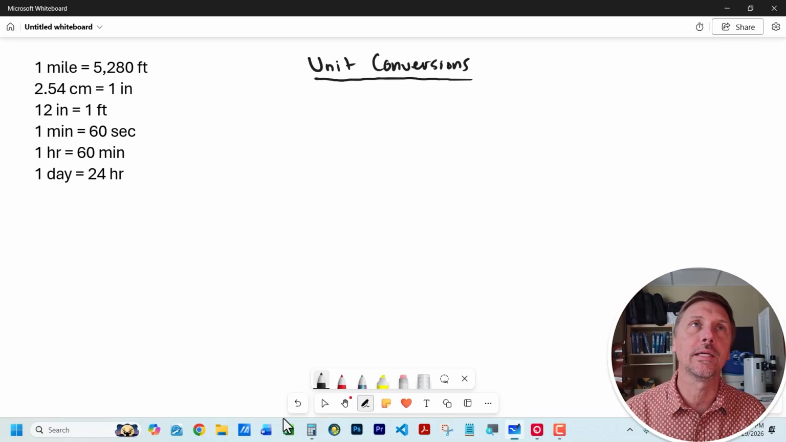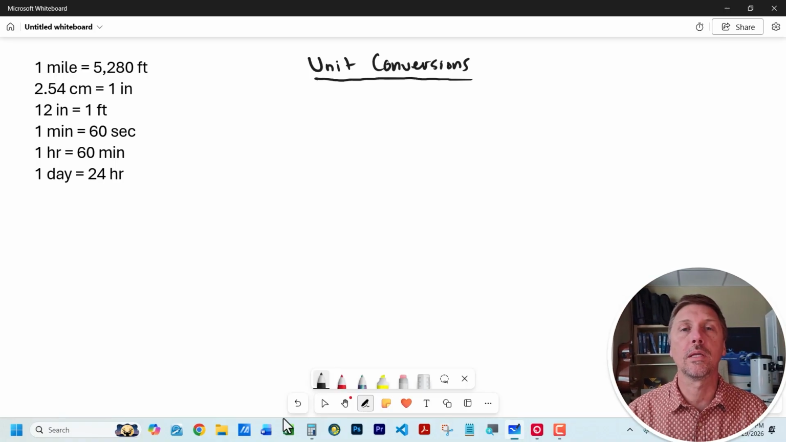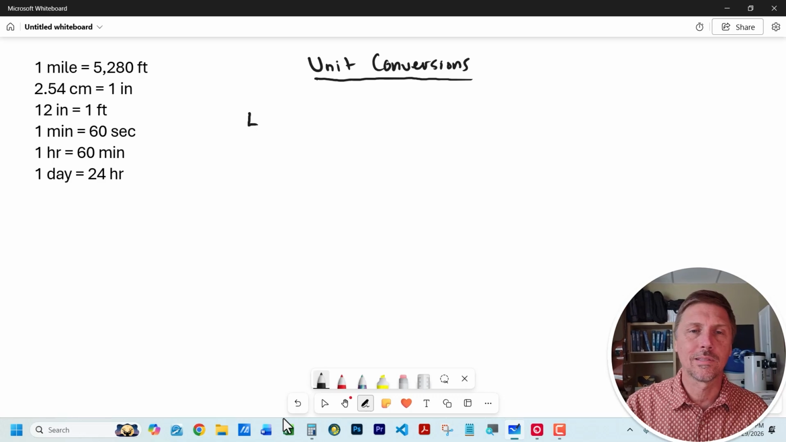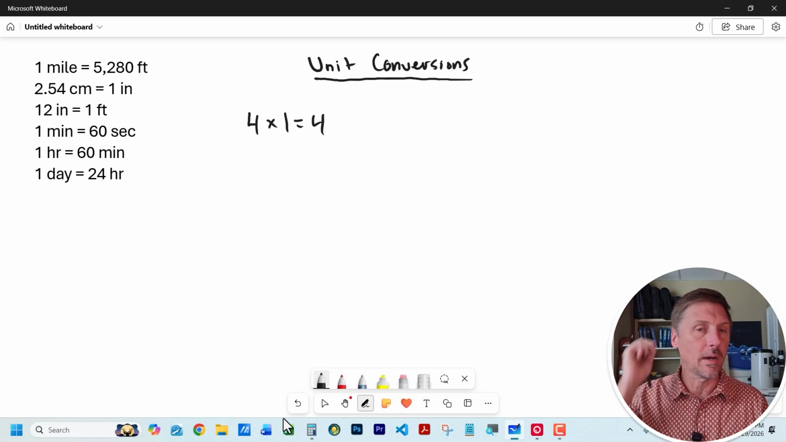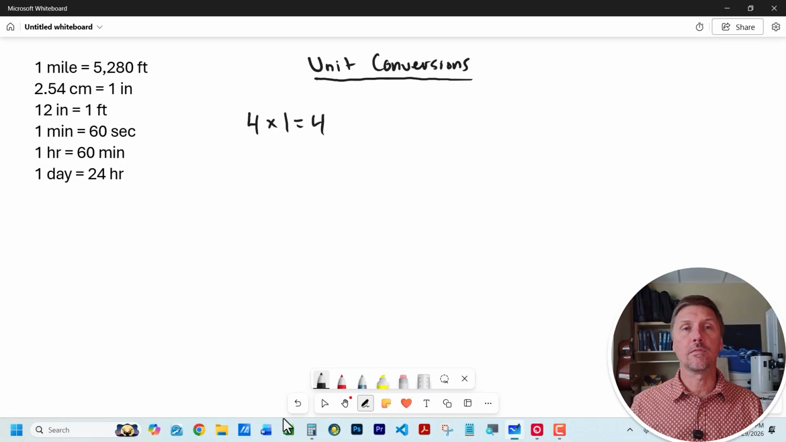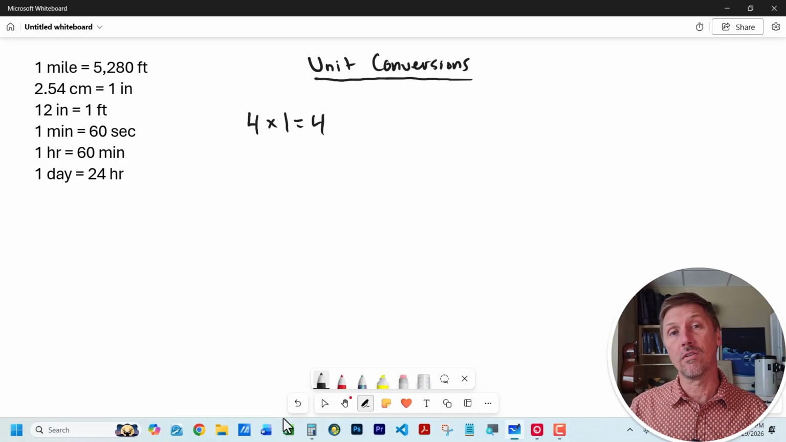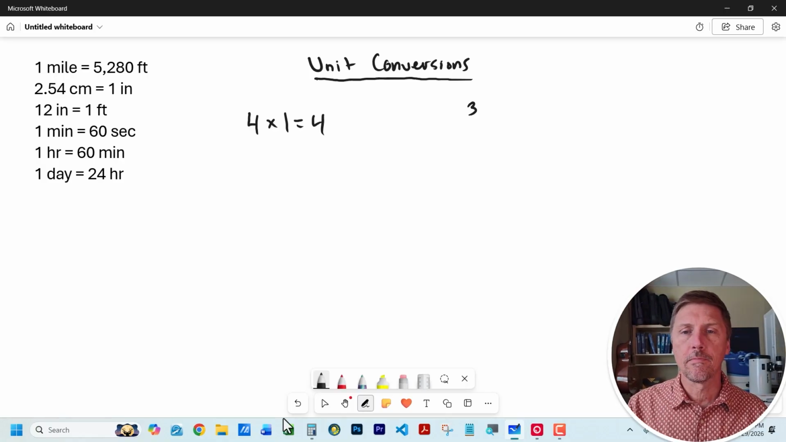It has to do with the idea of being able to multiply something by the number 1. When you multiply a value by the number 1, we don't change its value. A simple example: 4 times 1 equals 4. Now, with unit conversions, we take advantage of the fact that any value over itself equals 1. So if I have 3 over 3, that value equals 1. If I multiply 4 times 3 over 3, it's the same as multiplying 4 times the number 1, and we just get 4 on the other side.